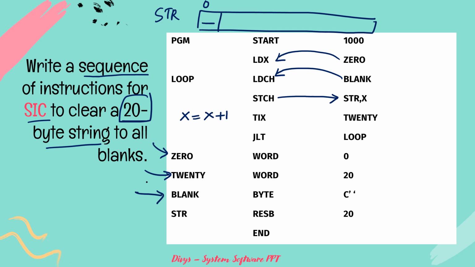So it was 0 and now it has become 1 and it will be compared with the value 20. And if it is less than that, the loop would be repeated. That is, next time it will do with location 1 and it will copy blank here also. So that is done till the end of the string.